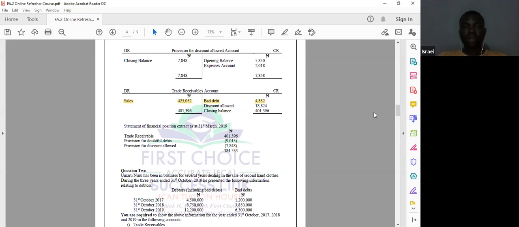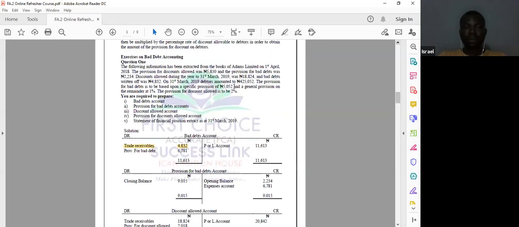Can you see it here? It says that on 31st March, the debtors amounted to this figure. That's why we use it as the sales figure for that year, which is 495,052. Now the next thing for us to do is that we are still working on it.